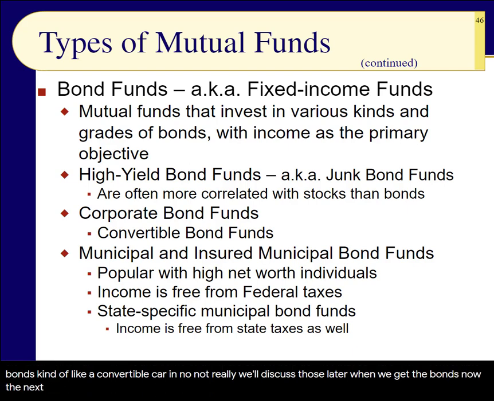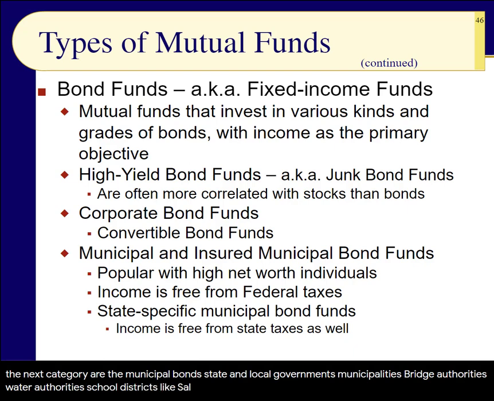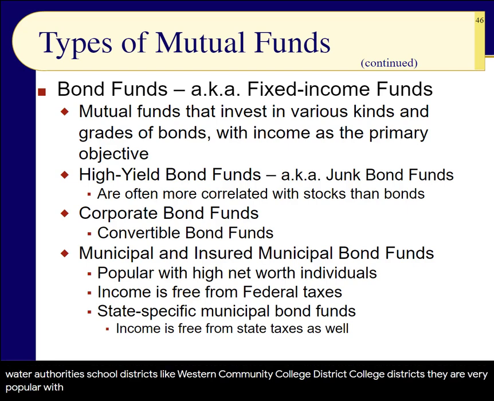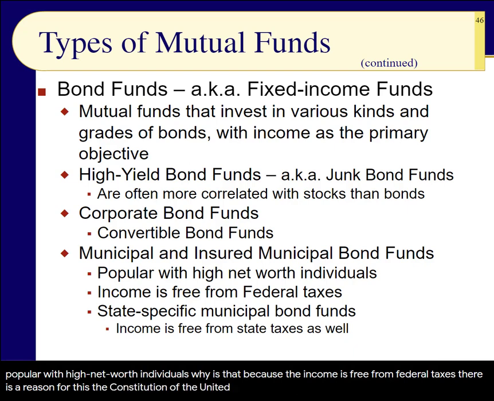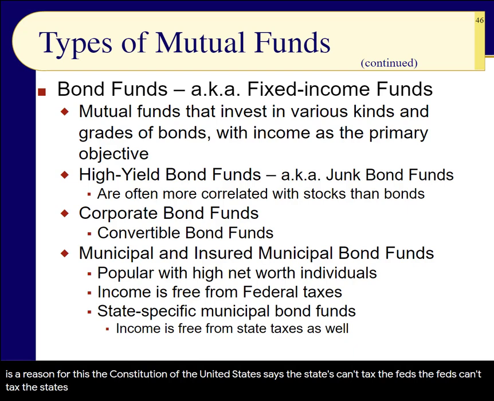Now, the next category are the municipal bonds. State and local governments, municipalities, bridge authorities, water authorities, school districts like Southwestern Community College District, college districts. They are very popular with high net worth individuals. Why is that? Because the income is free from federal taxes. There's a reason for this. The Constitution of the United States says the states can't tax the feds, the feds can't tax the states. So if you buy a muni bond, a municipal bond, you're not going to pay federal income taxes on it.